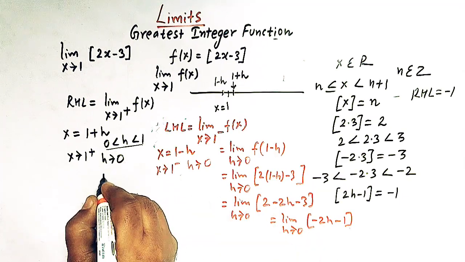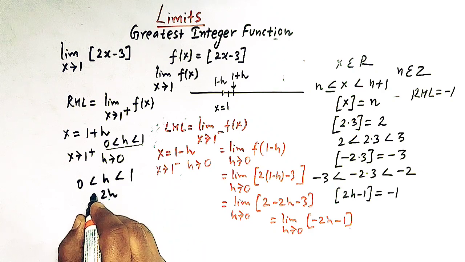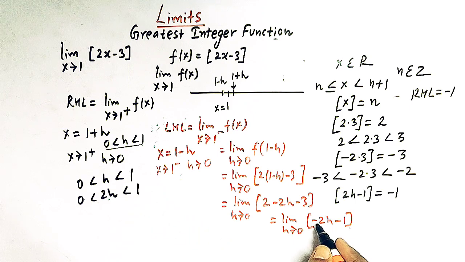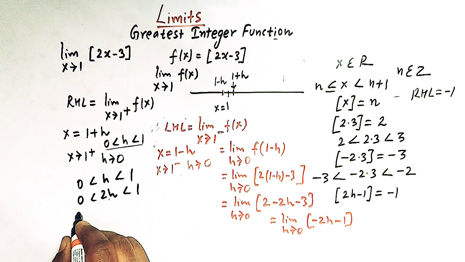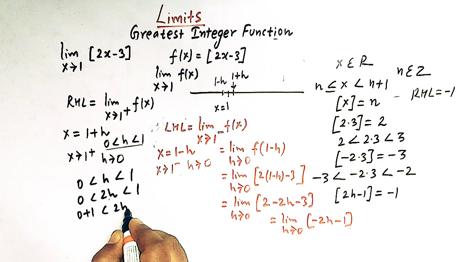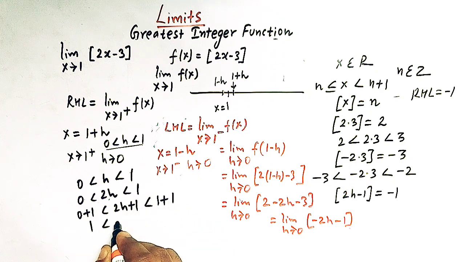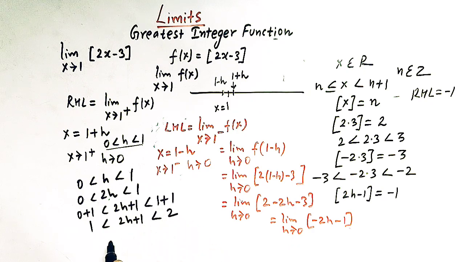So now h lies between 0 and 1. So 2h should also lie between 0 and 1. Now here we have minus 2h minus 1. So let us add 1 throughout. So we have 0 plus 1, here we have 2h plus 1, and here we have 1 plus 1. So we have 1, here we have 2h plus 1, and here 1 plus 1 is 2. Now 2h plus 1 lies between 1 and 2.